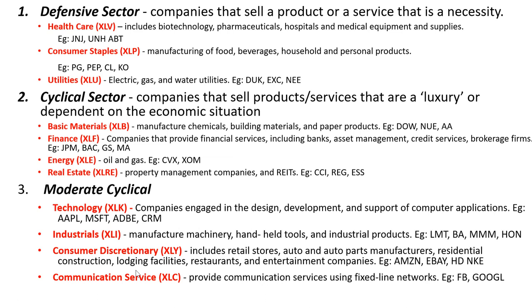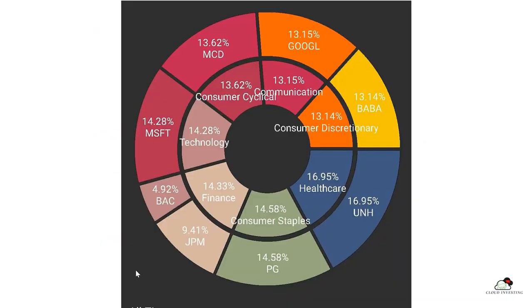So how do you create a portfolio that is balanced between these three? You can see from this example, this is one of my portfolios. It's very balanced. In this portfolio, I have Google, Alibaba, United Health, Procter & Gamble, JP Morgan, Bank of America, Microsoft, and McDonald's. You can see they are quite balanced. Each stock is holding about 10 to 15%. It's not more than 15. Yep, this one is slightly more.